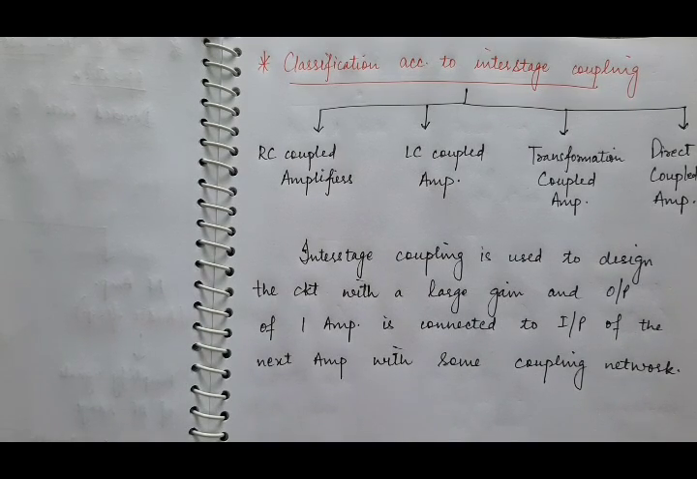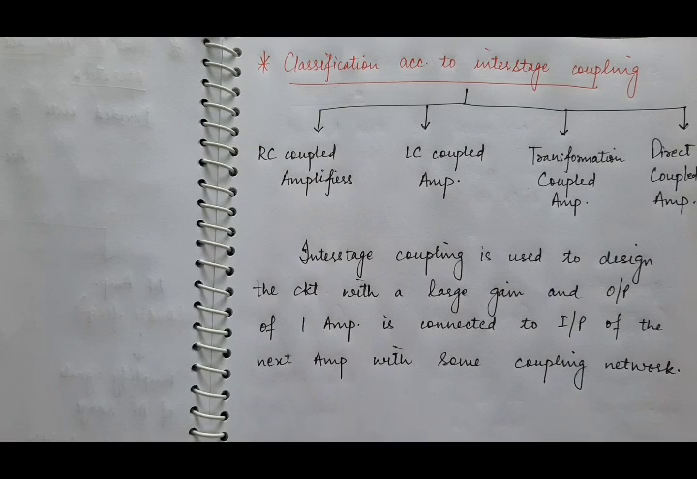And the last classification of transistor amplifier is according to the interstage coupling. Now this interstage coupling is used when we have to design the circuit with a large gain. And at that time we have various amplifiers which are connected to one another in such a way that output of one amplifier is connected to the input of the next amplifier, but with the help of some coupling network.